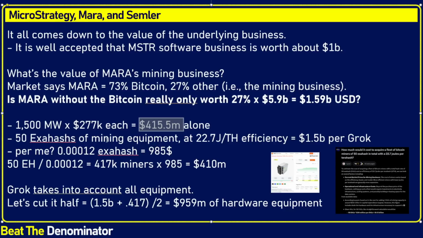Okay, let's talk about the mining equipment. Mara is the biggest miner, but they're also the oldest miner. So they have older rigs, but they're also the biggest. Right now, they haven't published their mining capacity, but I'm assuming they reached the goal. They actually have more than 40, but they haven't published 50, but I'm assuming they reached their goal because they had guided they would get to 50 exahash by the end of 2024, which we are there now. So 50 exahash of mining equipment at 22.7 joules per terahash efficiency.